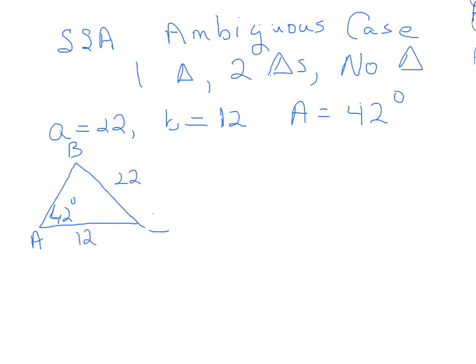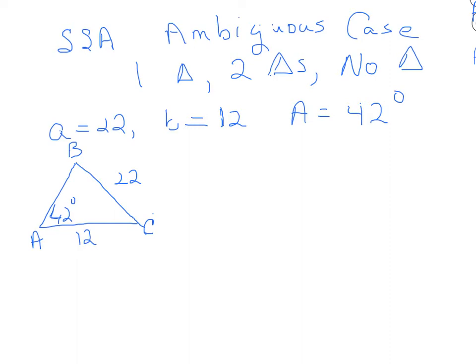Okay, so I've labeled what I have. This is side C here. So the first thing that we need to find is angle B. Because we have side B, we don't have anything about C. So we can find angle B. There, does that look more like a C?